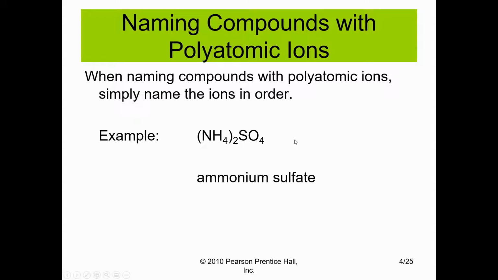When we go to write out this formula, we're going to need 2 ammoniums for each sulfate because the ammonium has a +1 charge and the sulfate has a -2 charge. It'll take 2 ammoniums to balance out that sulfate charge. And then when we write out the name, it will just be ammonium sulfate.